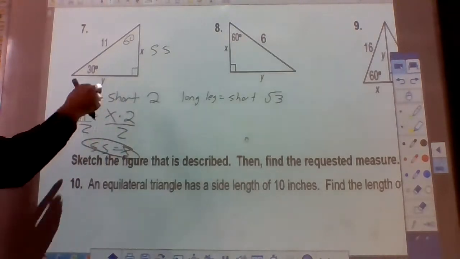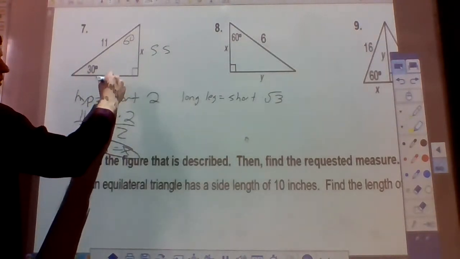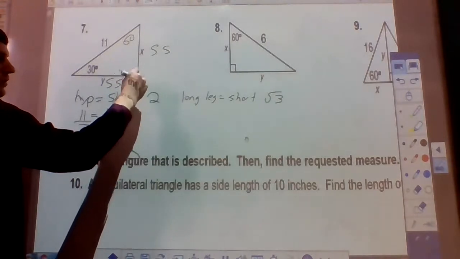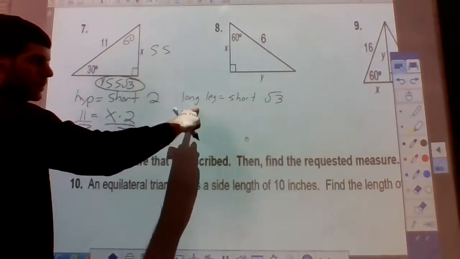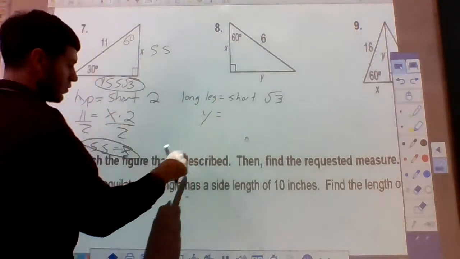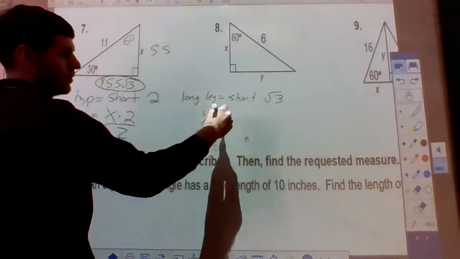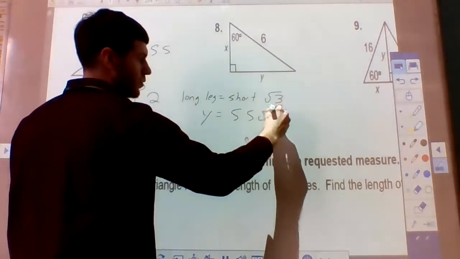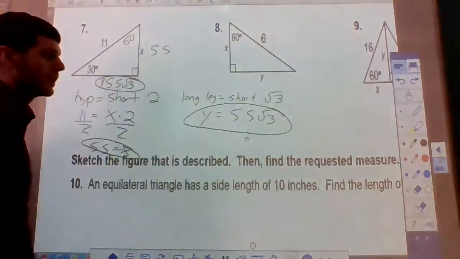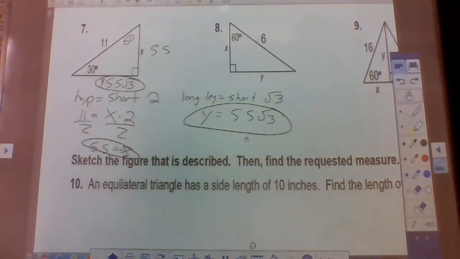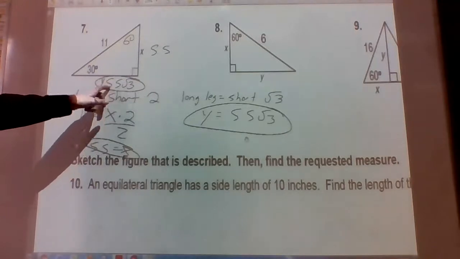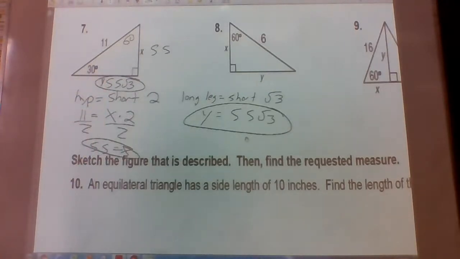And then right away we know the long leg is going to be 5.5 times the square root of 3, right? Because the long leg is y, y is 5.5 times the square root of 3. We can put that as a decimal if we wanted to. It'd be 7 point something maybe. Or we can leave it as 5.5 times the square root of 3.